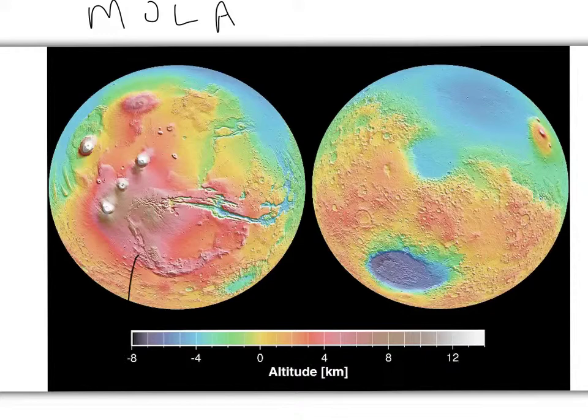The Mars Orbiter Laser Altimeter, which is what MOLA stands for, was an instrument that was on the Mars Global Surveyor. And that's what this is all about.